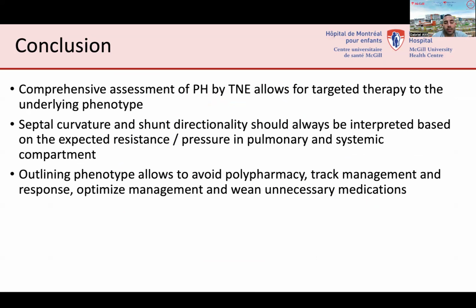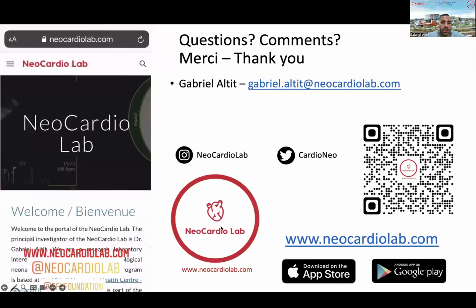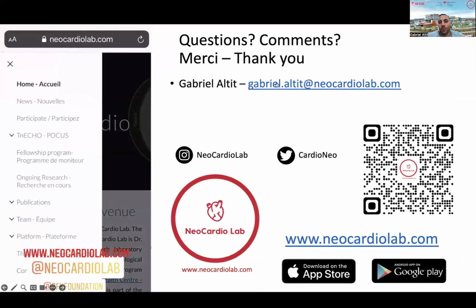The curvature of the septum and the shunt directionality should always be interpreted based on the expected resistance and pressure in the pulmonary and systemic compartments. And outlining phenotype allows to avoid polypharmacy, track management and response, and optimize management and avoid unnecessary medication. So thank you, and I'm available for any questions.